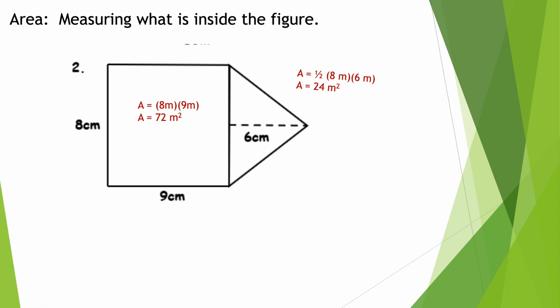And then for the triangle, it's 8 centimeters times 6 centimeters, which is 48, but remember, it's a half, the base times height. So half of 8 times 6 is 24 centimeters squared. And then the total area will be the 72 on the left, the 24 on the right, the triangle part, add them up, and I get 96. Here's another one for you to try.